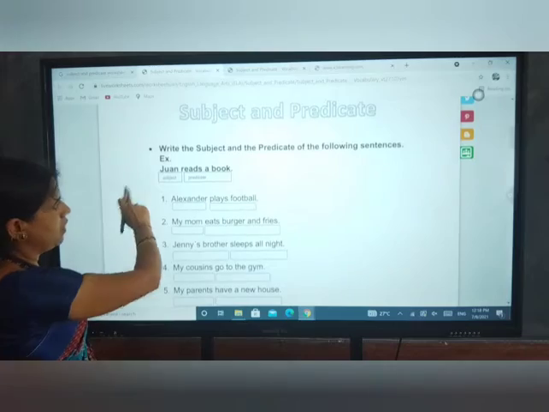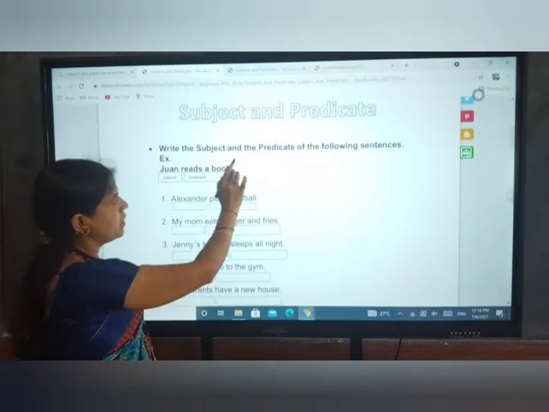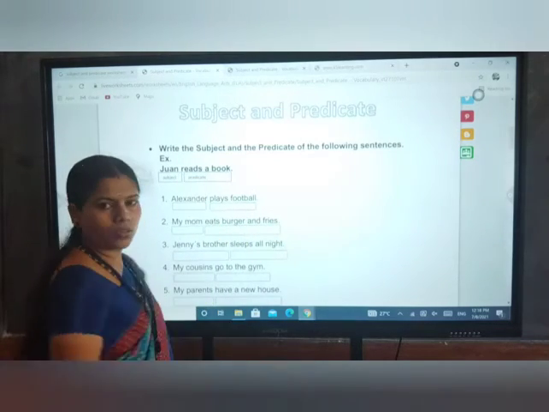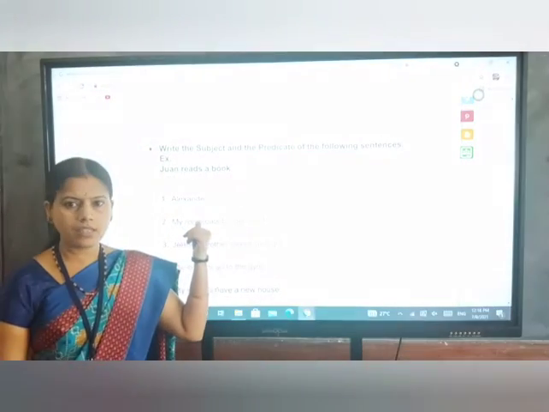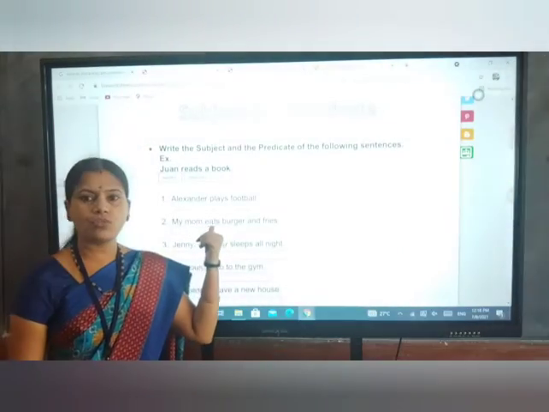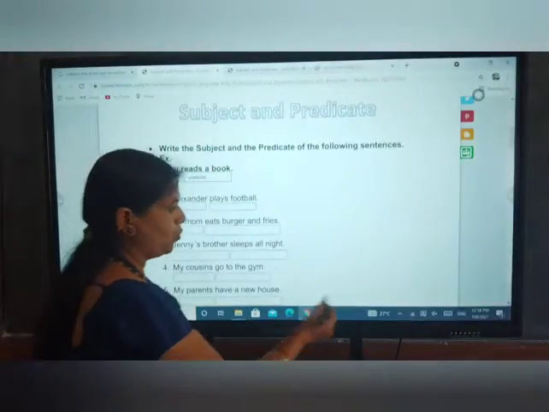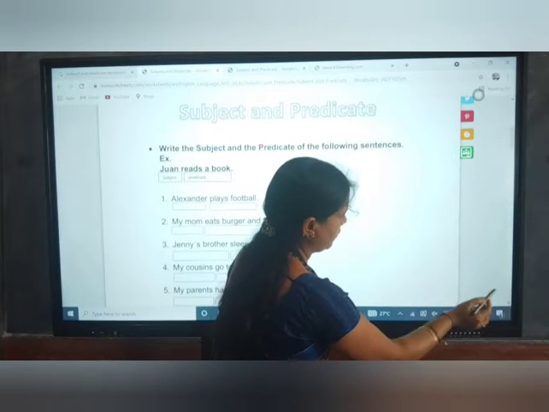Okay. So see here, subject and predicate. Write the subject and predicate of the sentences they have given. So they have given a box like this. In this we have to write which one is subject and which one is predicate. So let's move to identify the subject and predicate here.